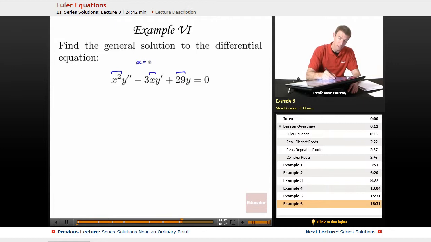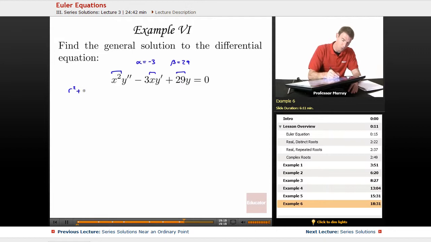Alpha is -3 here. Make sure you include the negative. Sometimes people will just see the 3 here, and they'll just say, okay, alpha is 3. And of course, that's going to lead you to disaster later on. So don't forget those negatives if they're part of it. Beta is 29.